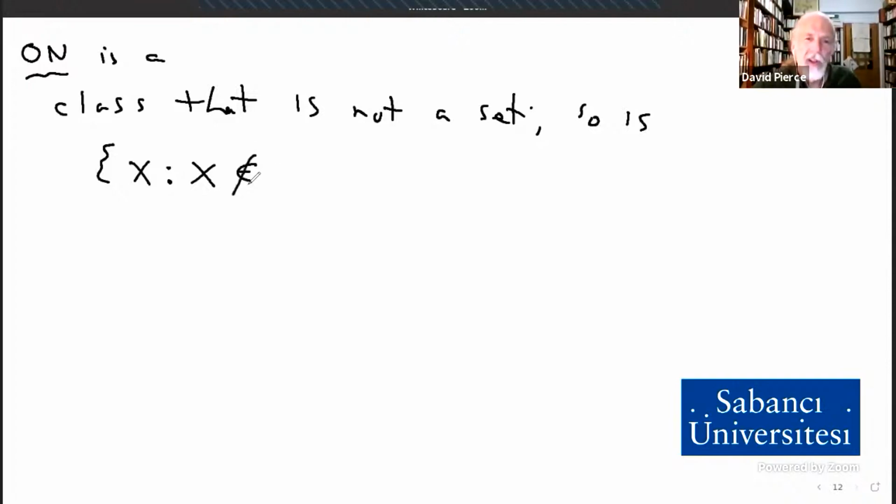But you may see this, the Russell class. This cannot be a set because it's the set of all sets that do not contain themselves. If it were a set, then it would contain itself if and only if it did not. Okay, so that's some of the funny logic of these.